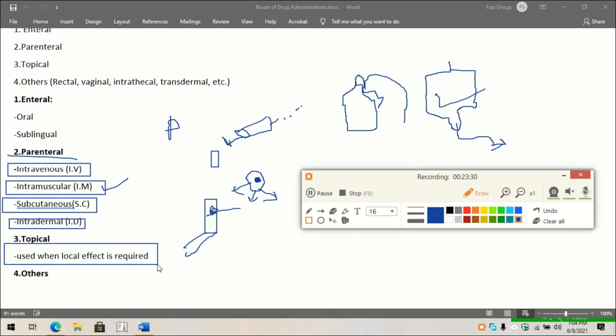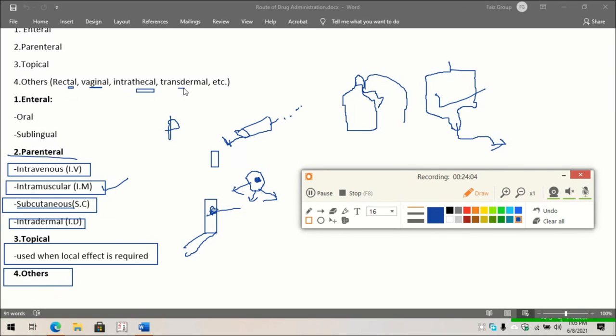So let's move to the topical. Topical application is used when a local effect of the drug is needed. And last is others, which include rectal, vaginal, intrathecal, and transdermal.